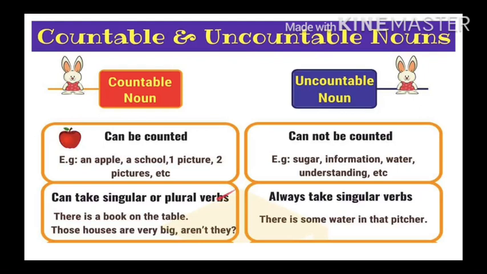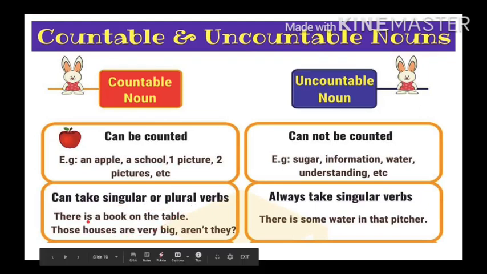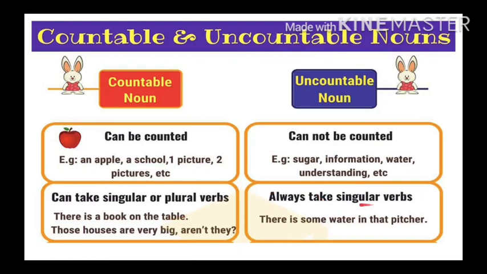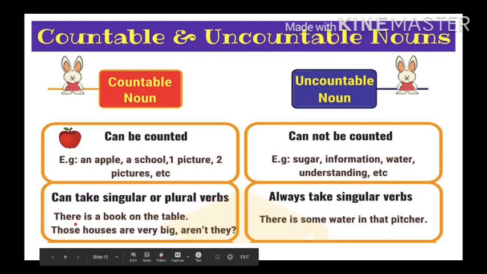One more thing that should be kept in mind is countable nouns can take both singular or plural verbs, but uncountable nouns take only singular verbs. If we see the example on your screen, in the first example we have, there is a book on the table. Is is a singular verb. If we see the second example, those houses are very big. Are is the plural verb.